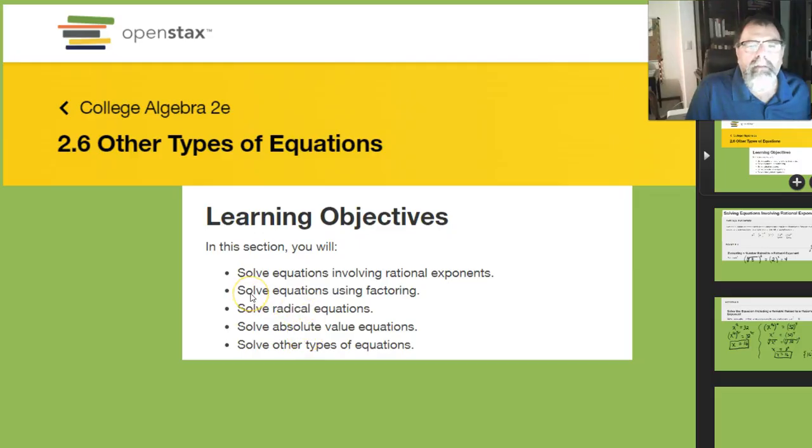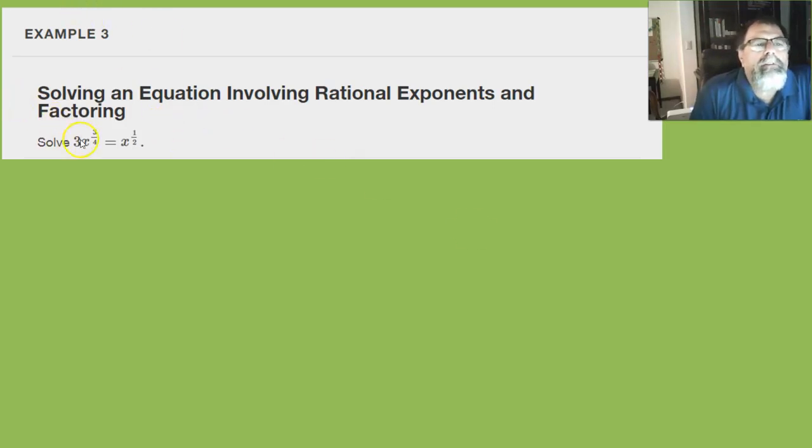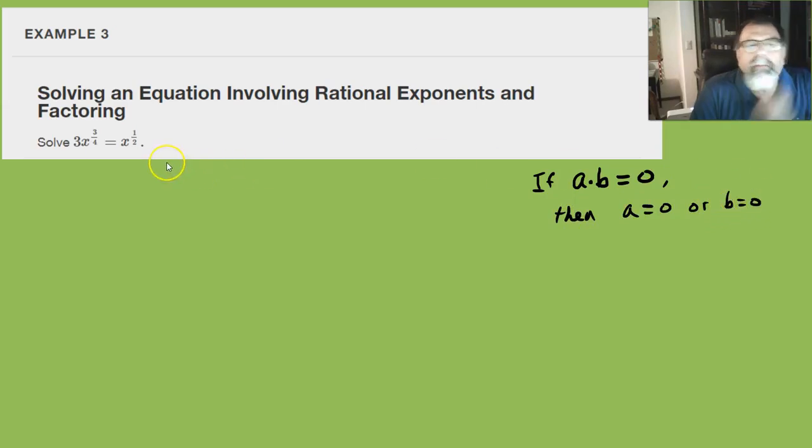Actually, it is our next learning objective, solve equations using factoring. So on this example 3, we want to solve 3x to the 3/4 equals x to the 1/2. And we're going to use the factoring technique. You remember the zero product property that says if you have something factored equal to 0, then one of the two factors has to be equal to 0. So if we can get this equal to 0, we're going to subtract x to the 1/2.